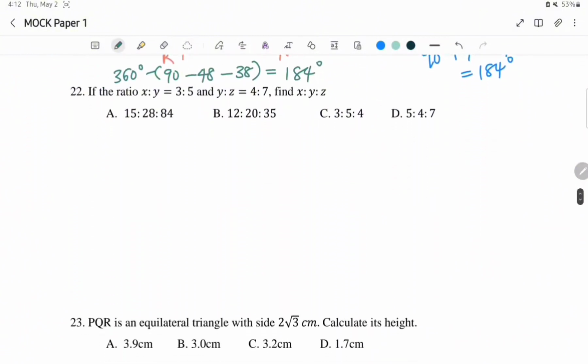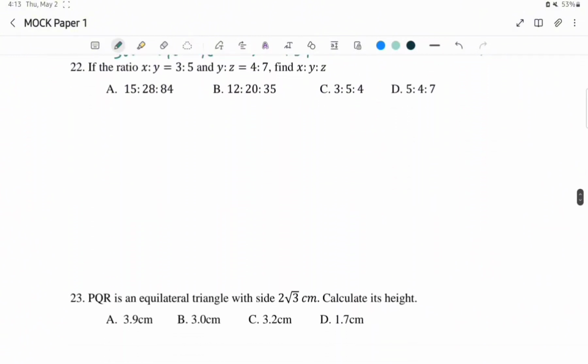In question 22, we have a ratio. X ratio Y is 3:5, Y ratio Z is 4:7.